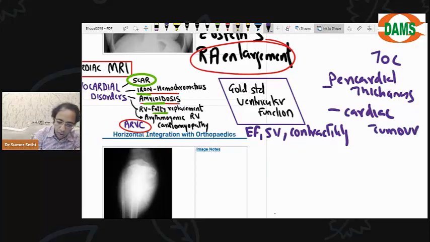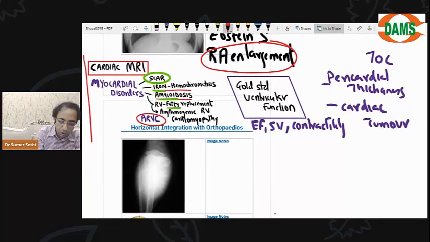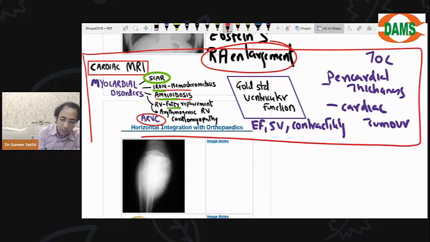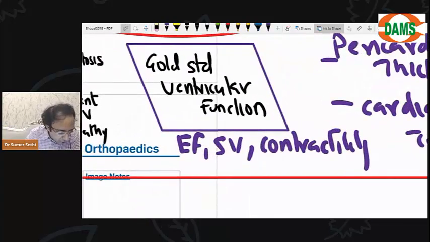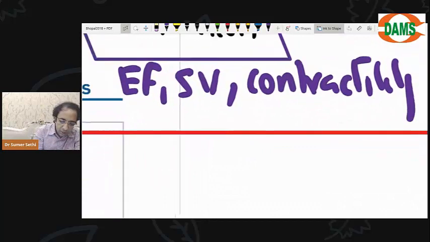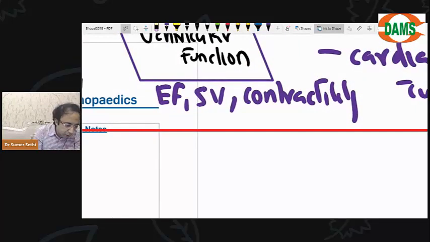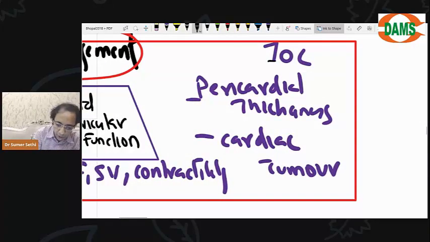So this is the only thing that you need to know as an MBBS graduate. Even as an MD medicine, this is what you would need to know. कि भाई MRI करवाना कहाँ पे, किस कारण से कराना होगा हार्ट में MRI. So MRI is the gold standard for ventricular function assessment. Ventricular function assessment means ejection fraction, stroke volume, cardiac contractility, and it is the investigation of choice for pericardial thickness assessment and cardiac tumors. Pericardial thickness, cardiac tumors.